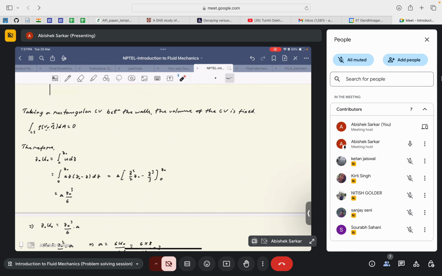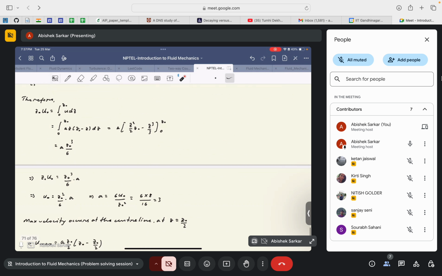If we integrate it, it will be equal to a times (z square by 2 times z naught minus z cube by 3) from 0 to z naught. If you substitute the limits, you will get z naught times u naught equal to a times z naught cube by 6.